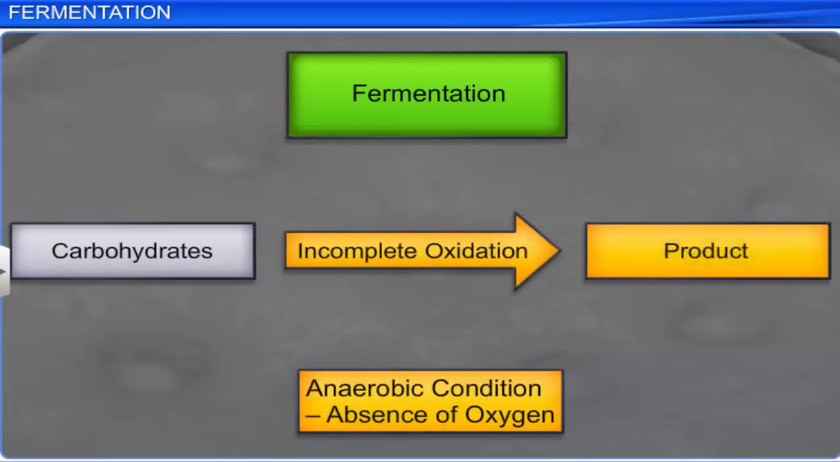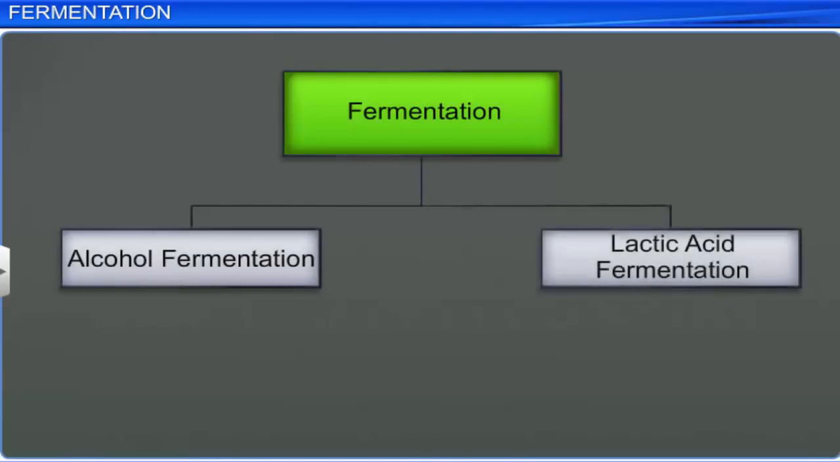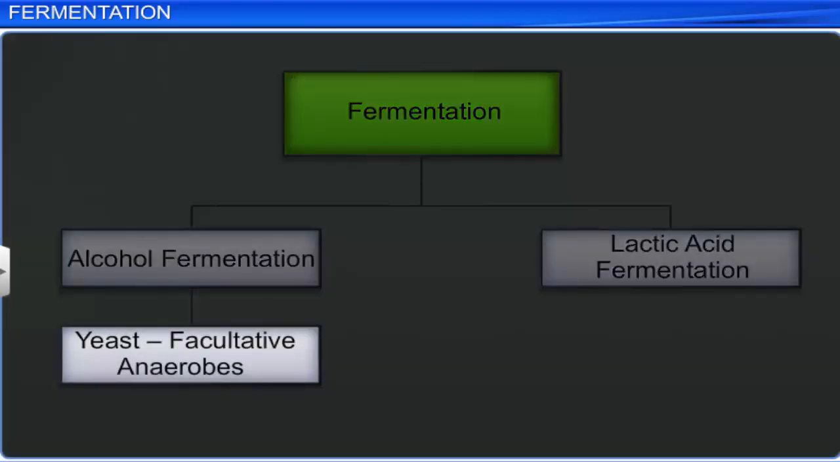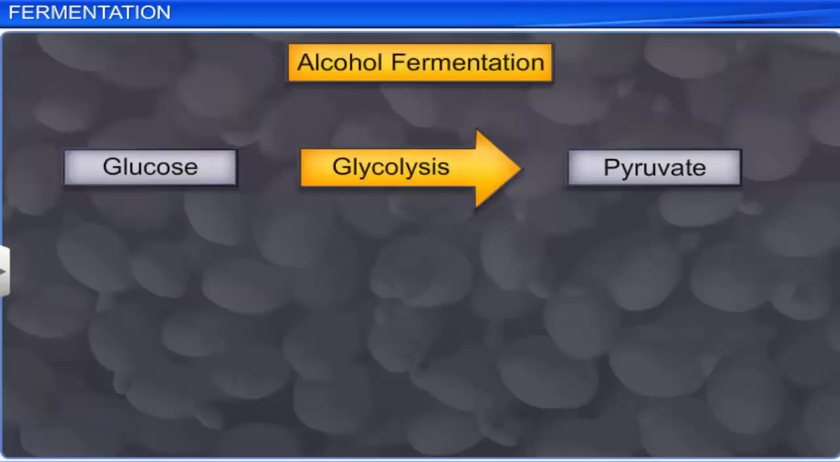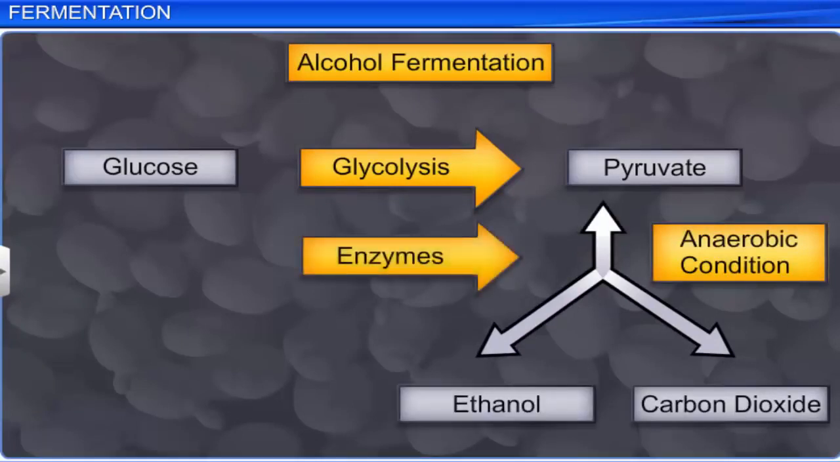Based on the end product, the process can be classified as either alcohol fermentation or lactic acid fermentation. The fermentation of alcohol takes place in yeast, which are facultative anaerobes. In them, pyruvic acid is reduced to carbon dioxide and ethanol with the help of enzymes.